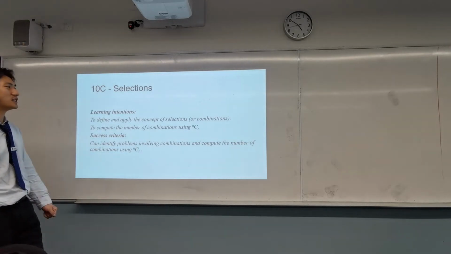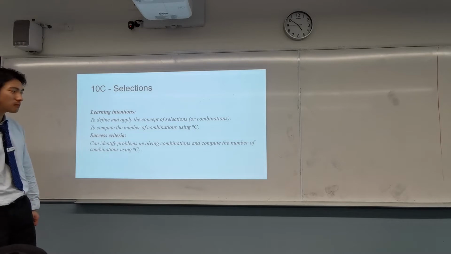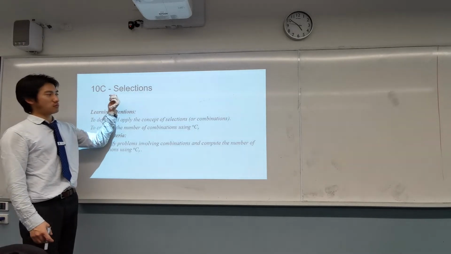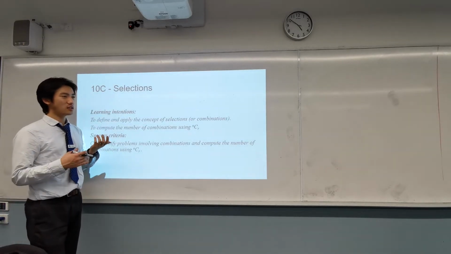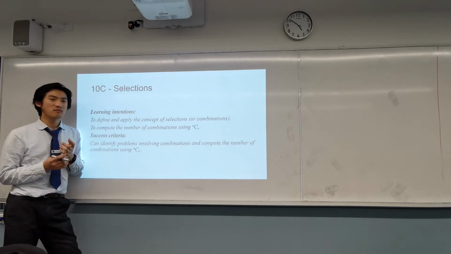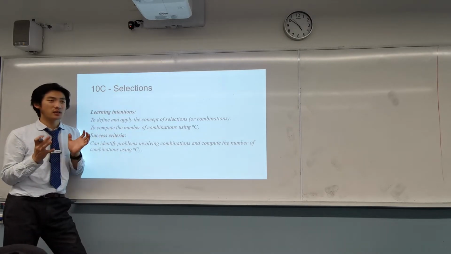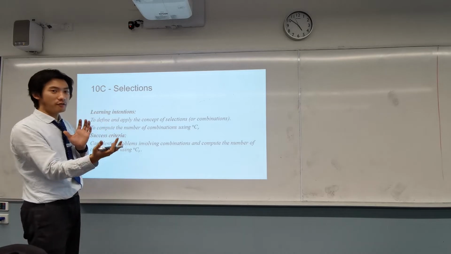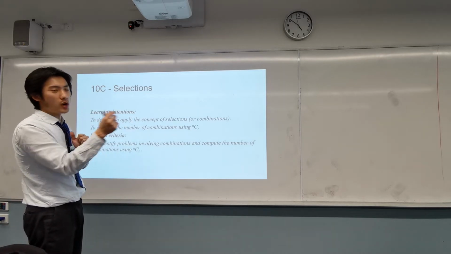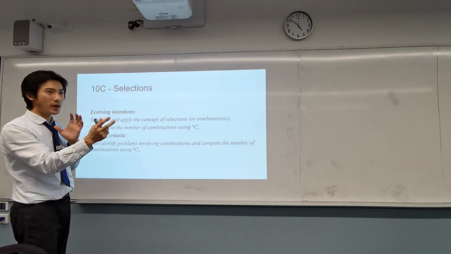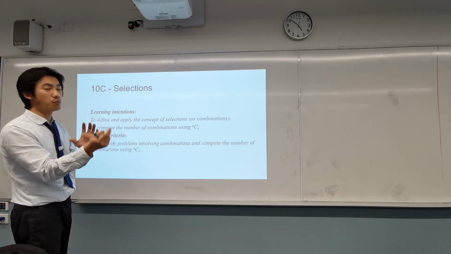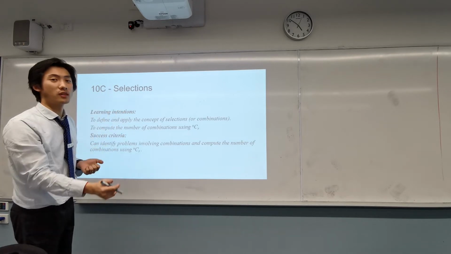It's exercise 10C. This is called selections. Before we actually start, try and think about what selections mean. Imagine having a library of books and you're selecting one of the few things. So there's different ways you can select a few books from a library with a lot of books.